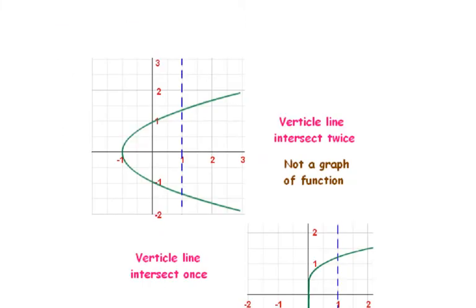So the vertical line test. In this green curve, we'll see that the blue dashed line that's dropped is a vertical line, vertical meaning up and down, and it actually intersects that graph at 2 points. That means for the input of 1, there's 2 different places where it crosses the graph. So that graph is not the graph of a function.